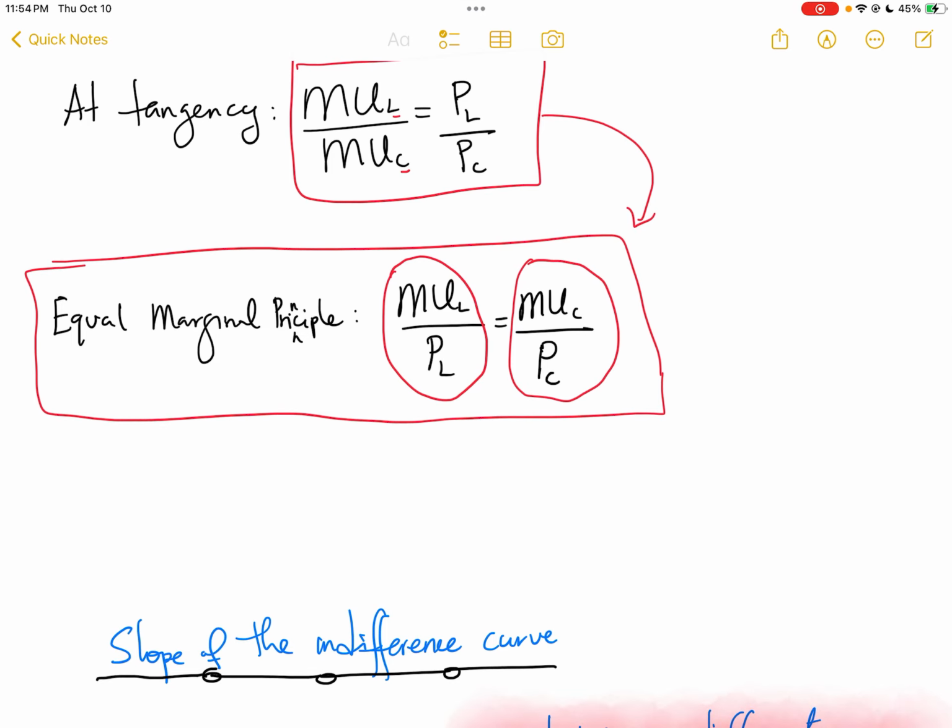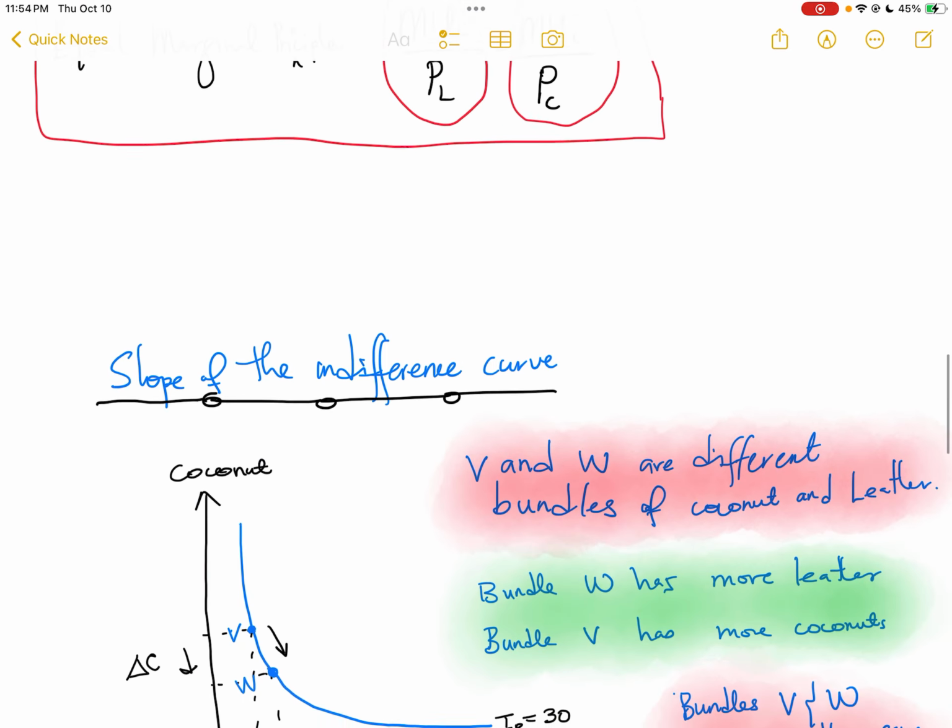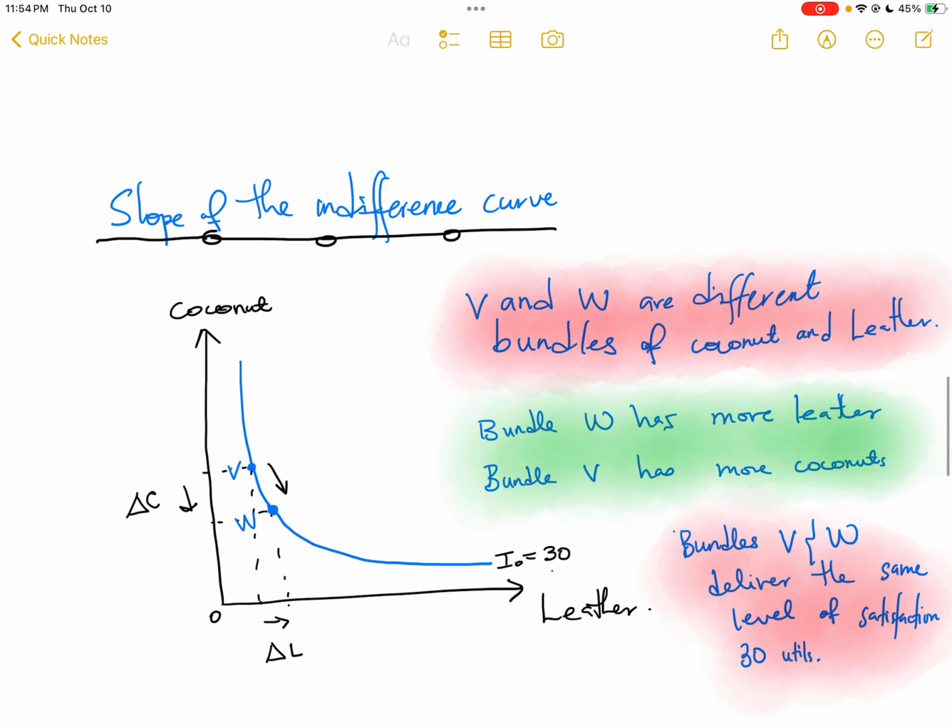In case you are wondering, how do we actually get the slope of the indifference curve? I have something here that might interest you. Let's take this indifference curve, labeled I0, and the level of satisfaction there is 30. You have two bundles there, bundle V and bundle W. In bundle V, you have, let's say, 10 units of coconut and 5 units of leather. In bundle W, you have 5 units of coconut and 15 units of leather.